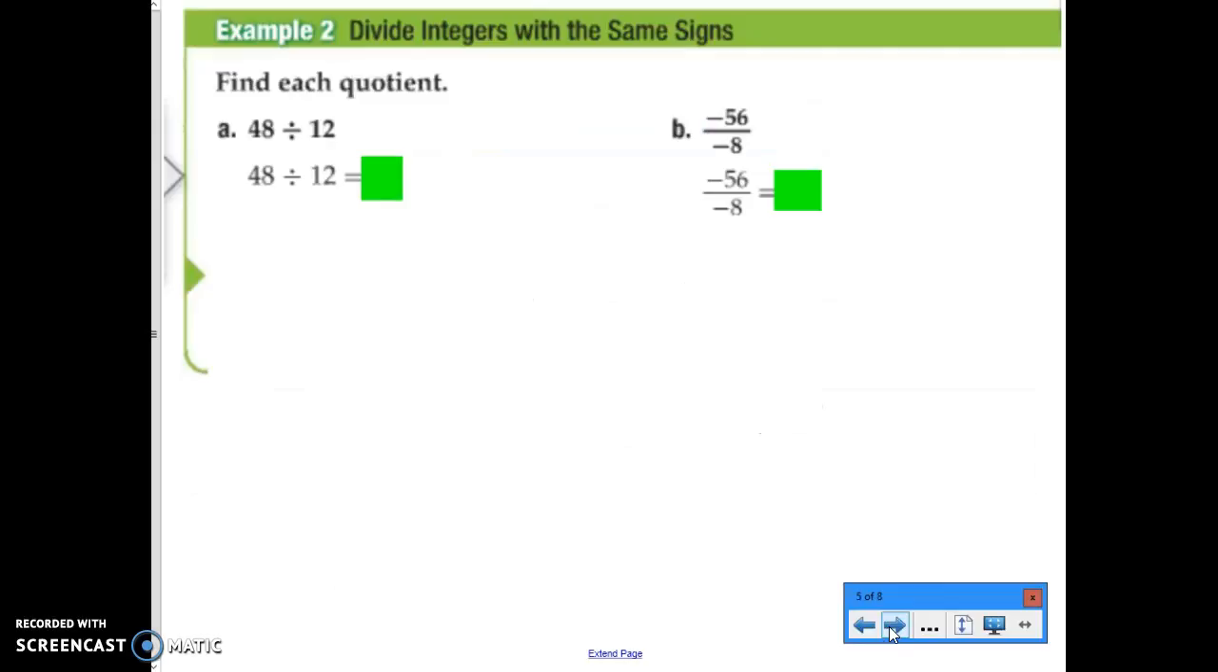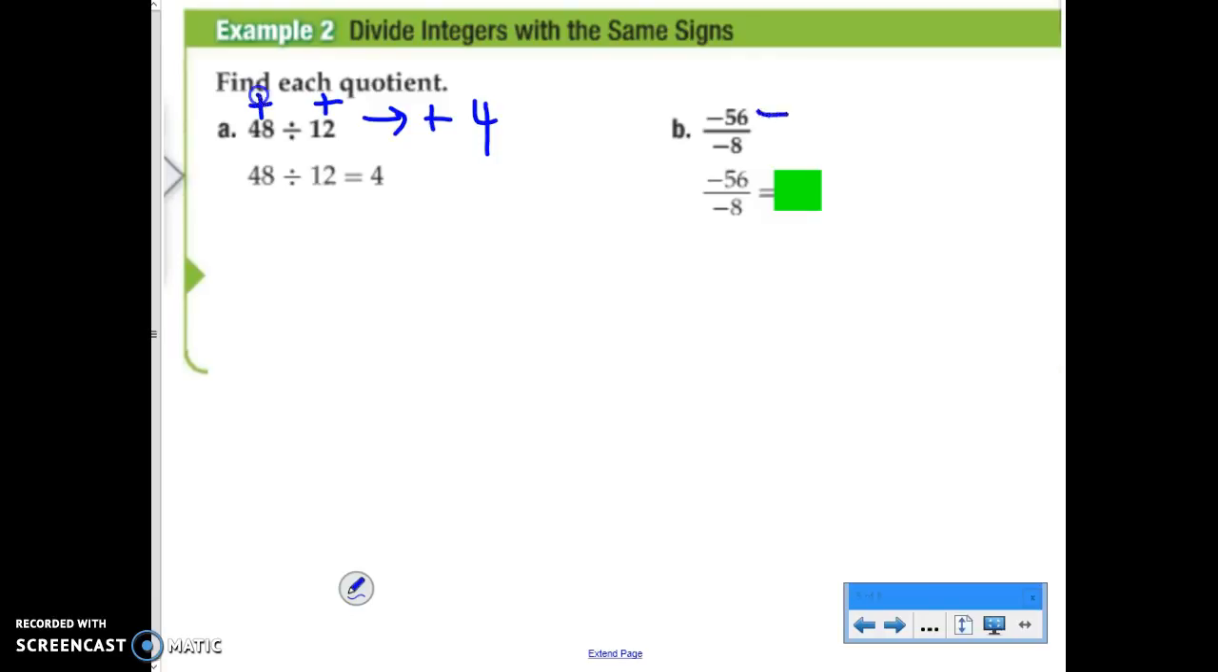Taking a look at the next example on A, it says just find the quotient. So we have a positive being divided by a positive, which we know is going to give us a positive answer. And 48 divided by 12 gives us 4. Now some of you are going to say, hey, do I have to write the plus sign there? No, you don't. You just write regular positive integers without a plus sign in front of that.